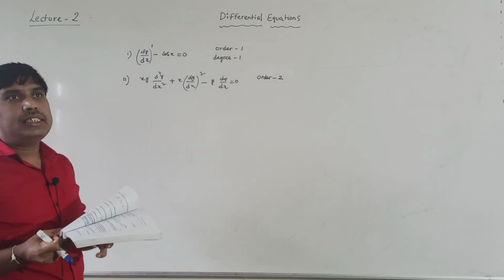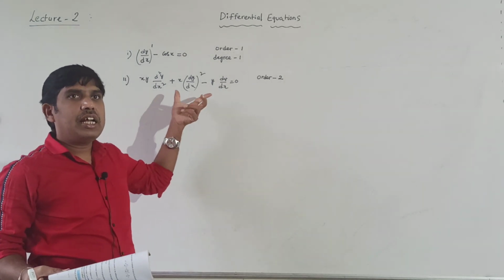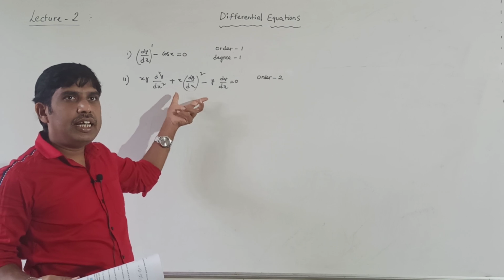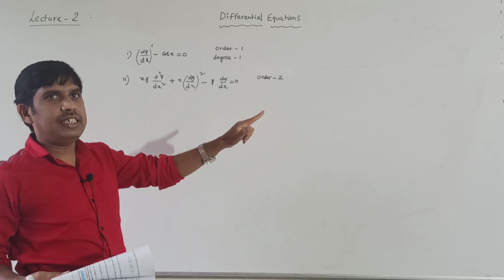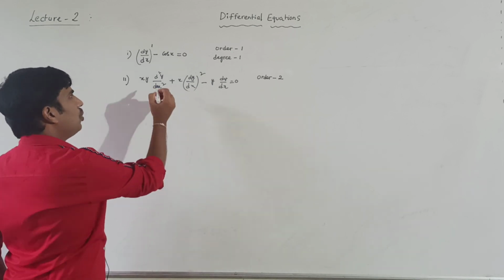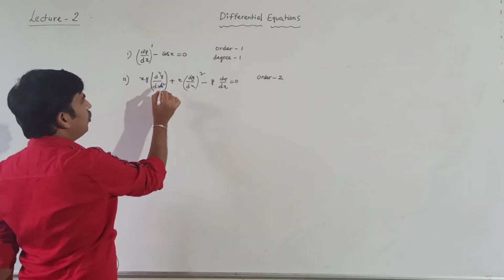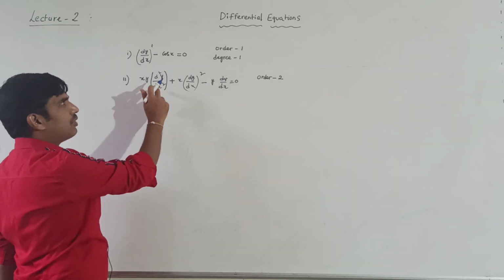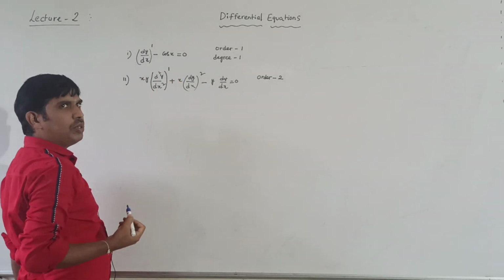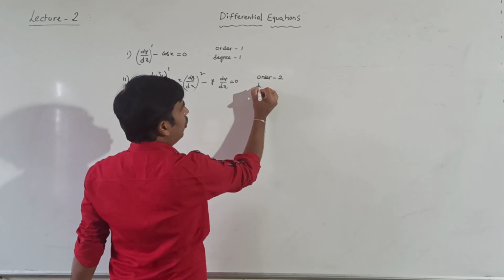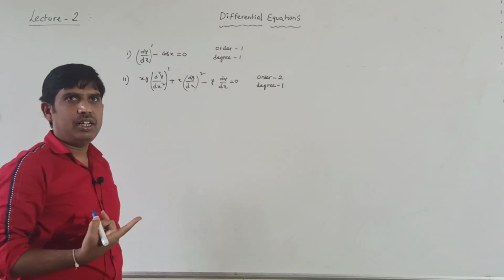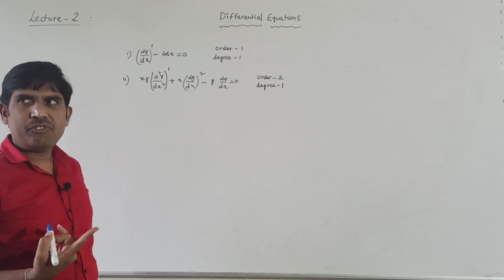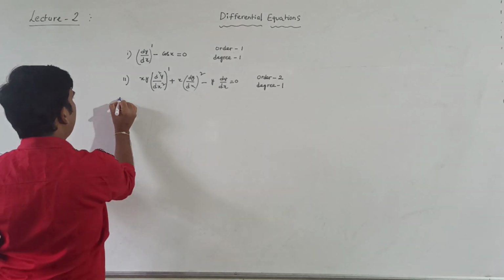Next, is this differential equation containing any transcendental function? No. Therefore, degree is defined for this one. So, what is the highest order derivative? Nothing but d square y by dx square. Its index is how much? Nothing but 1. Therefore, what is the degree of this differential equation? Nothing but 1. So, order 2, degree 1. Next, one more example.